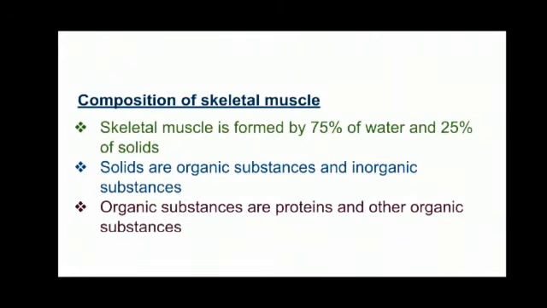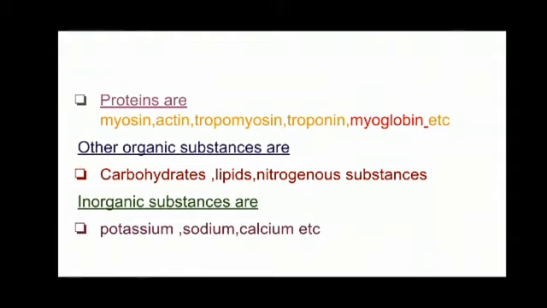Composition of skeletal muscle. Skeletal muscle is formed by 75% of water and 25% of solids. Solids are organic substances and inorganic substances. Organic substances are proteins and other organic substances. Proteins are myosin, actin, tropomyosin, troponin, myoglobin, etc. Other organic substances are carbohydrates, lipids, nitrogenous substances.